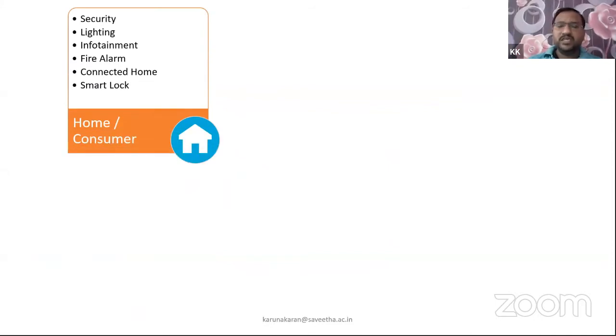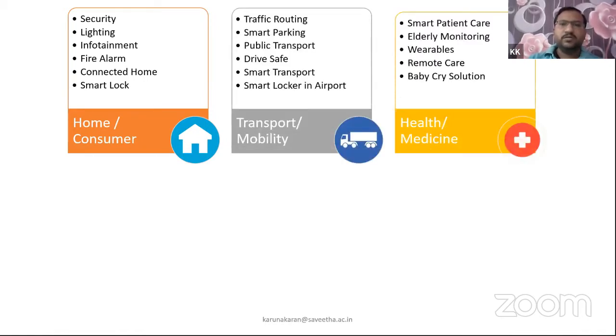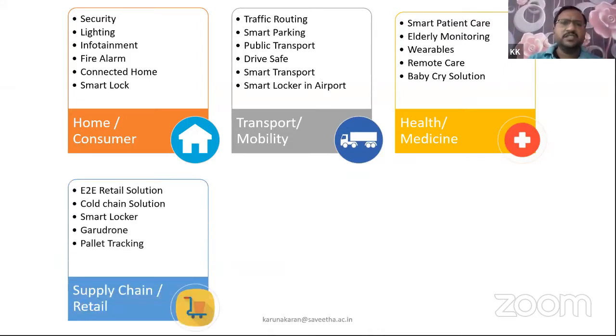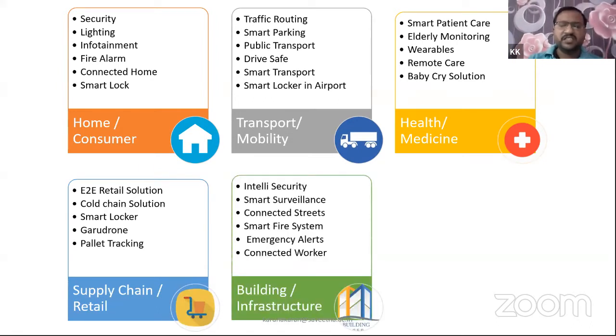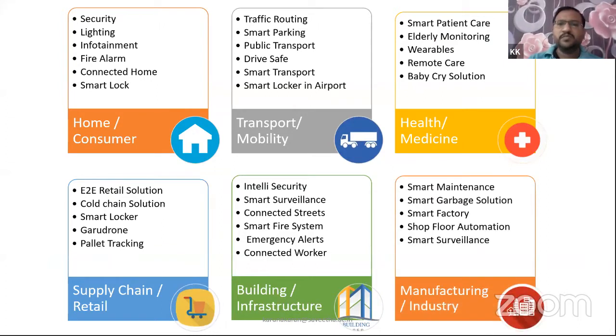So these are the places where we are going to use all these: in our home as a consumer, during transportation for mobility, in healthcare and medicine, in supply chain, retail management, in building infrastructure, smart buildings, smart homes, and manufacturing and industry. In all these places, all these products are going to be replaced with things which are going to get connected with the internet through the internet medium.